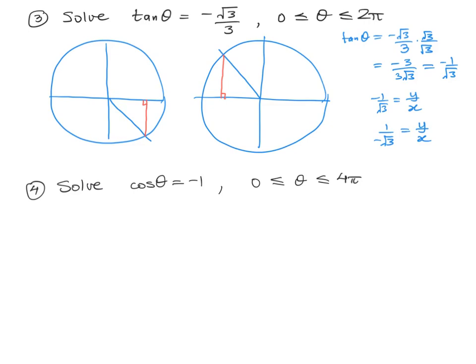And now for the first diagram, which was the negative 1 over root 3, the y is negative 1 and the x is root 3. So that's negative 1, and that's root 3. And again, I recognize this is a 30, 60, 90, so 2 is the third side. For the other one, y is 1 and x is negative root 3, so that's 1, and that's negative root 3. And again, I recognize that the third side has to be 2.